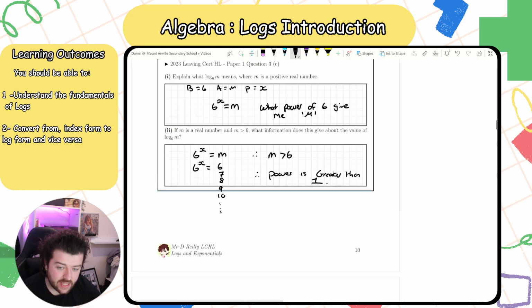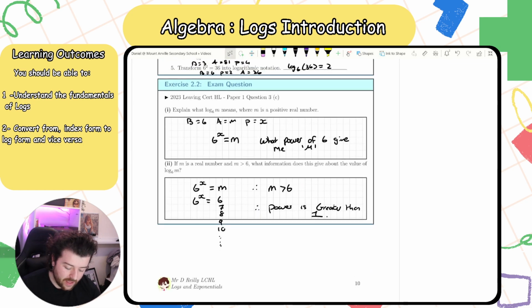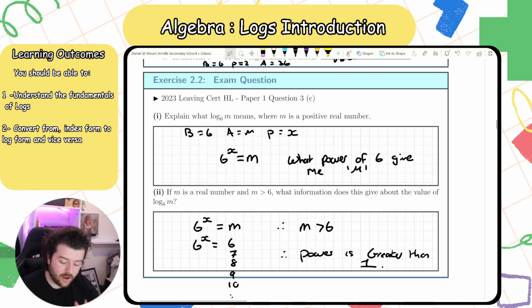And that's it, right? So, hope this video was some help. So that was last year's paper, and hopefully it's not as scary as it looks. So that's just covering the basics of logs. Next video we're going to be going over some log rules, and I hope this video was some help to you guys, and I'll catch you guys later.